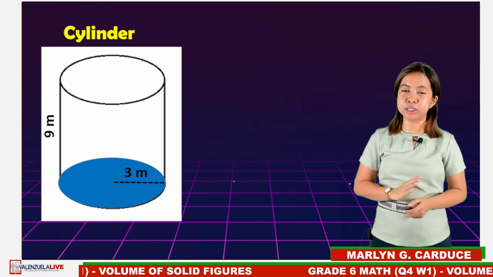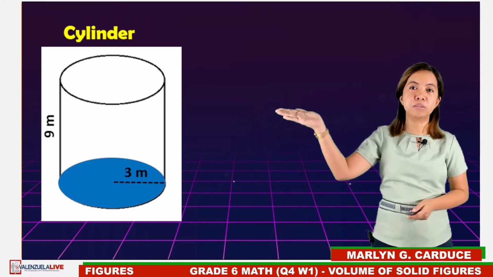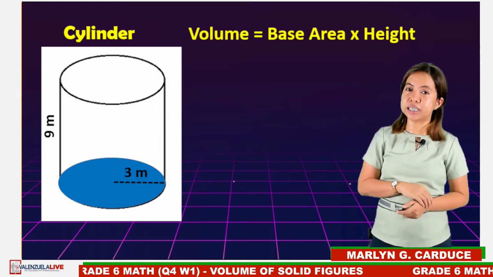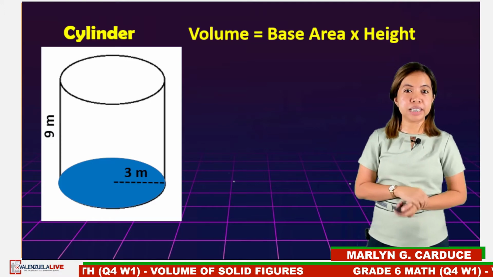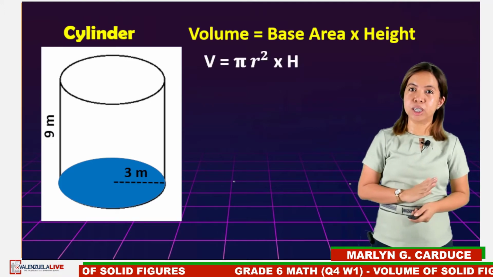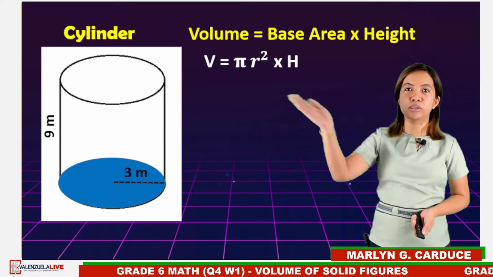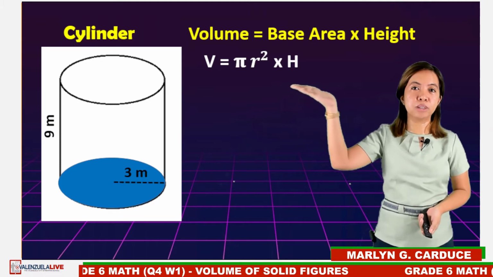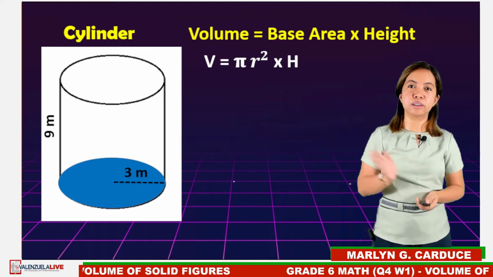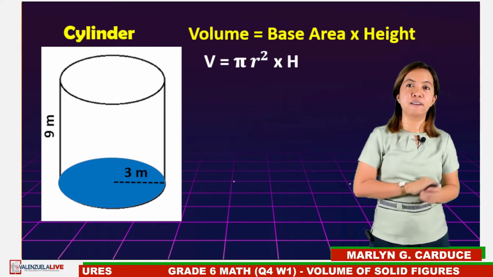Another application of the general formula is in the solid figure we call a cylinder. We all know that a cylinder has 2 circular bases. To compute the area of a circle, we use the formula pi r squared. Multiply it by the height, and it will give us the formula in finding the volume of a solid figure.